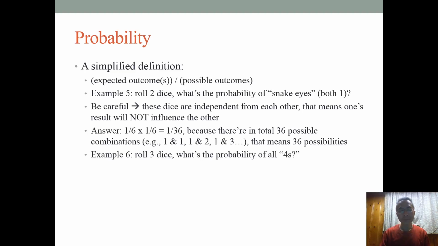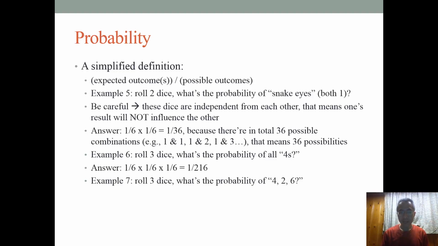Right? Now, how about if we roll 3 dice? What's the probability of all fours? So 4, 4, and 4, right? Again, on the same line, 1/6 times 1/6 times 1/6. So 1 out of 216. Now, how about if we roll 3 dice and what's the probability of one is 4, one is 2, one is 6? And again, it's the same, 1 out of 216. Right?